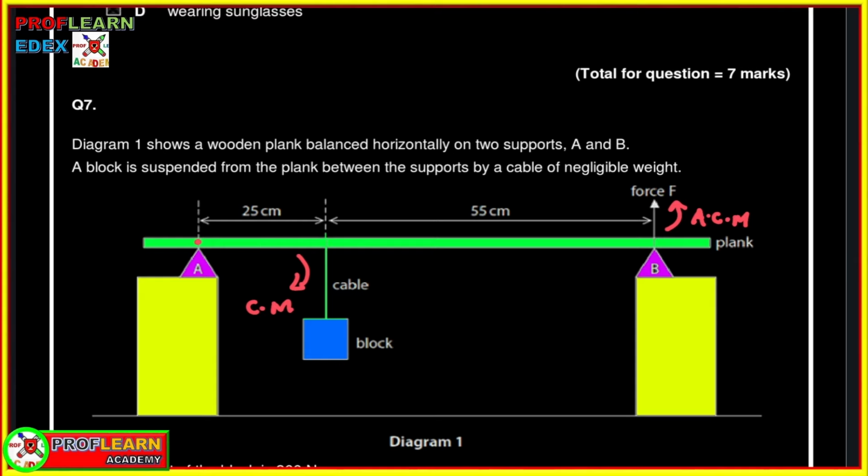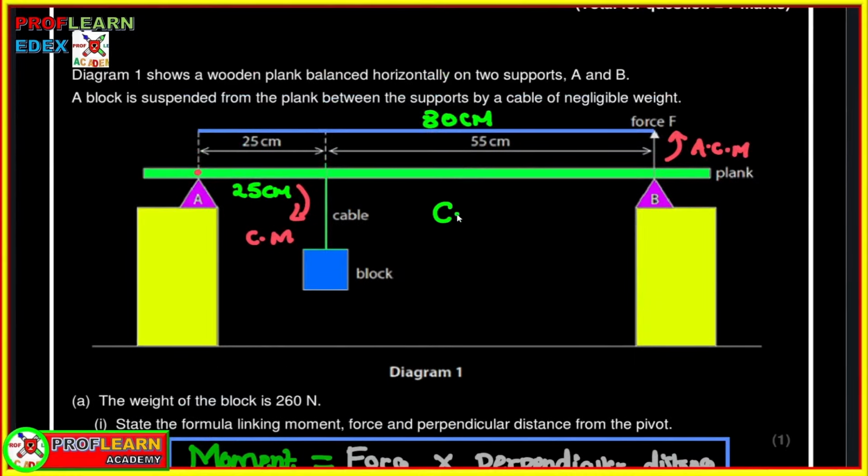So the distance for the clockwise moment is going to be 25 centimeters, this particular distance, but the distance for the anti-clockwise moment is going to be from A to where the force F is, which is actually 80 centimeters. So meaning that we can say, using the principle of moments, clockwise moment equals anti-clockwise moment. Since the two distances are in centimeters, we can just work with them the way they are, and then we can say the force is 260 newtons times 25 should be equal to the force F times 80.